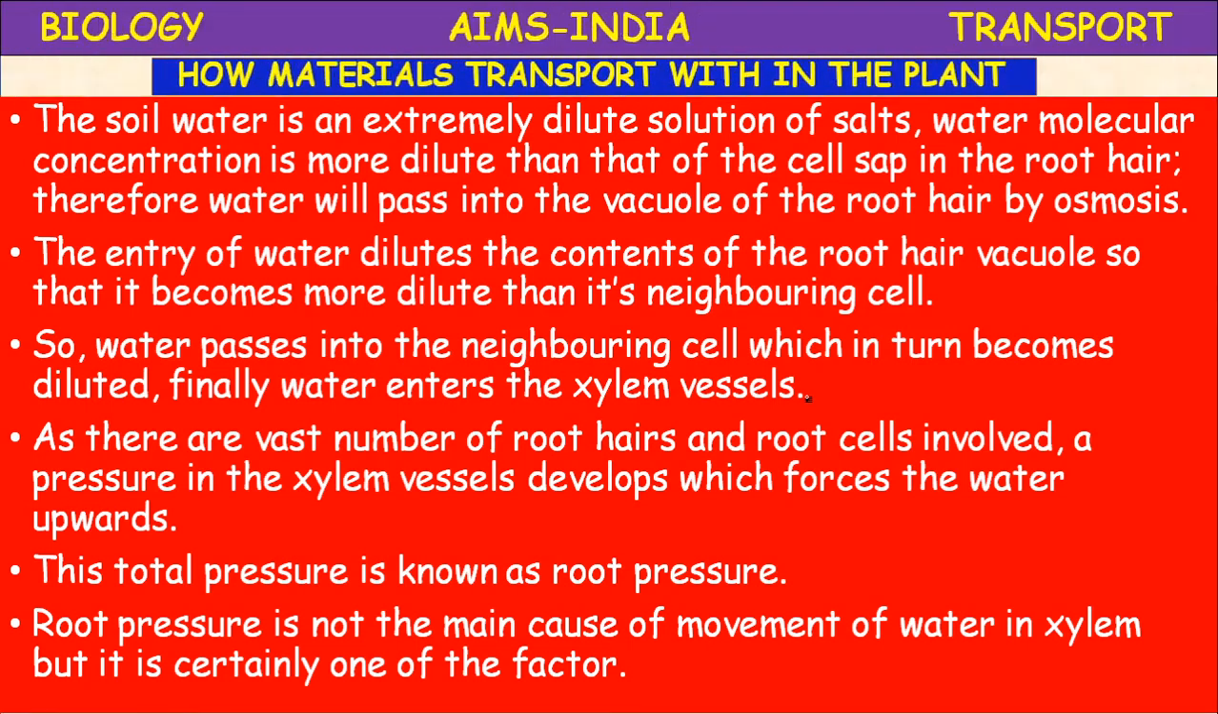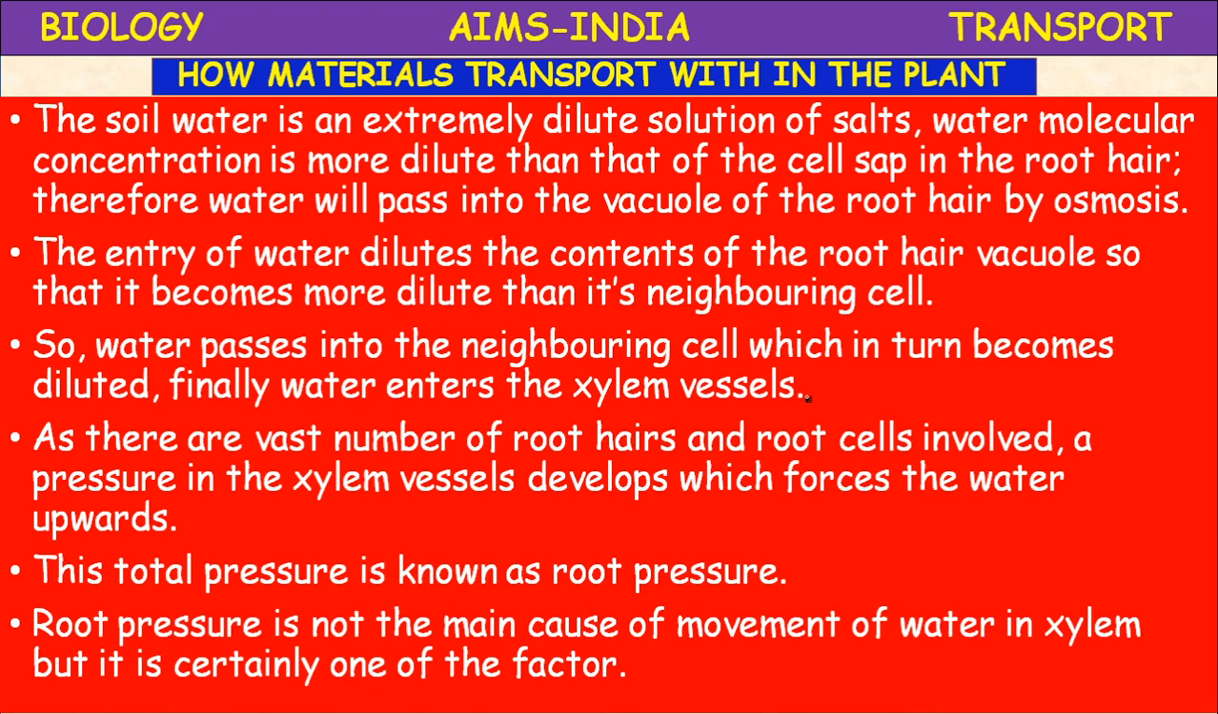The soil water is an extremely dilute solution of salts. Its water molecule concentration is higher than that of the cell sap, meaning the cytoplasm of the cell inside the root hairs. Therefore, water will pass into the vacuole of the root hair by osmosis. They are separated by the plasma membrane, so osmosis takes place. The entry of water dilutes the contents of the root hair vacuole, so that it becomes more dilute than its neighboring cell. So water passes into the neighboring cells, which in turn become diluted. Finally, water enters the xylem vessels.